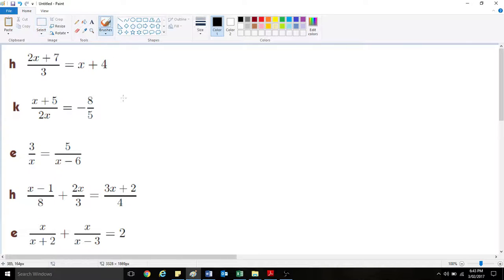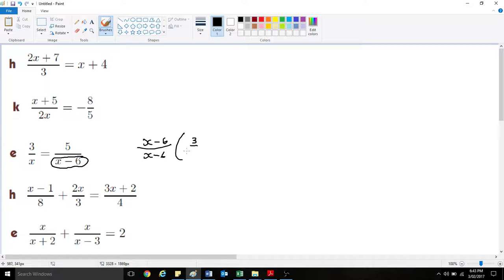Okay, with E, we have 3 on x is equal to 5 on x take 6. So again, we want to get rid of the denominator. We want to make the denominators the same so that we can equate the numerators. So we're going to multiply the left side by 1, and indeed by x take 6 divided by x take 6, okay, because x take 6 divided by x take 6 is 1.